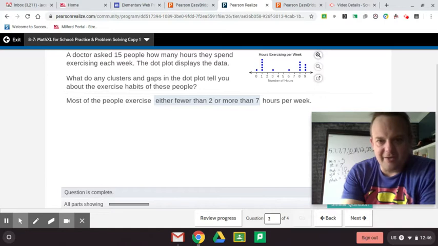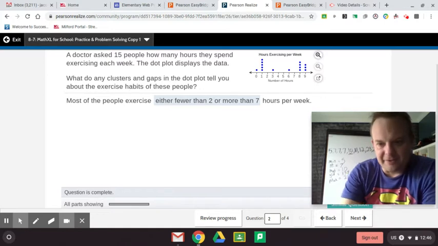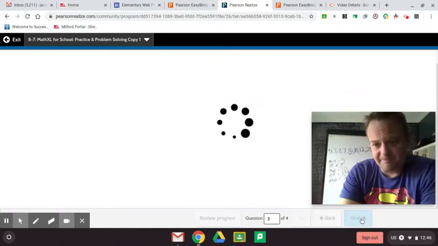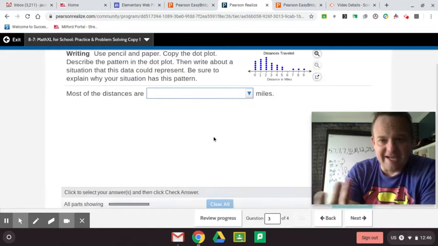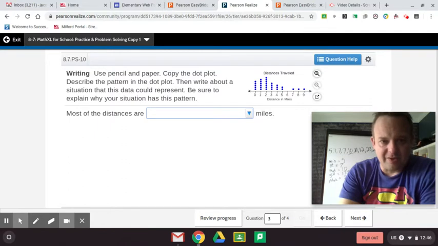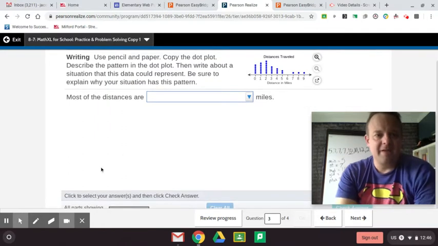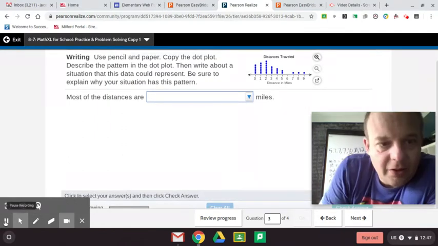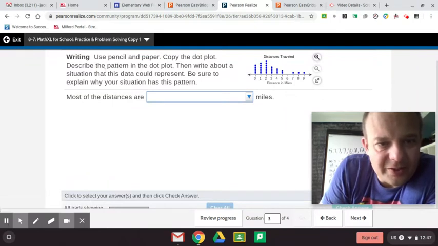So we're learning how to interpret these graphs here, which is a good skill. You don't want to be swayed by the data by looking at graphs. You want to be able to tell what they're saying. Let's take a look. So we don't have to do the writing part, but describe the pattern of the dot plot. Looks like it's all clustered around here from 0 to 5.